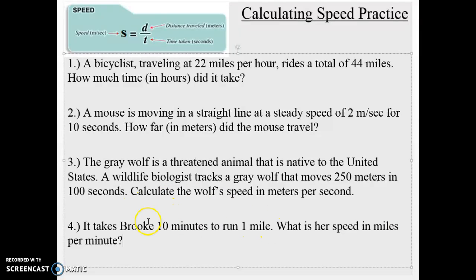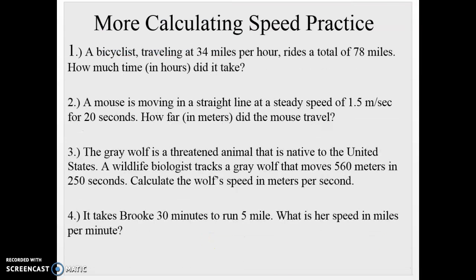Both of these units are not in the metric system, but that's okay because I'm asking you to give me your answer in miles per minute. So in this case, you don't have to convert. If I asked you what is her speed in meters per second, you would need to convert 1 mile to meters, and then you need to convert 10 minutes to seconds. But again, I didn't ask for you to do that here. I'm just wanting you to solve for the speed. So again, speed is distance divided by time. Her distance was 1 mile. Her time is 10 minutes, so you get 0.1 miles per minute would be her speed.